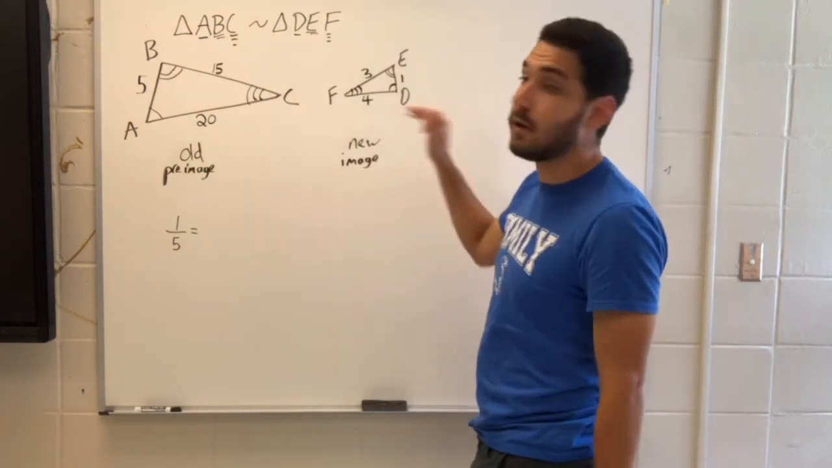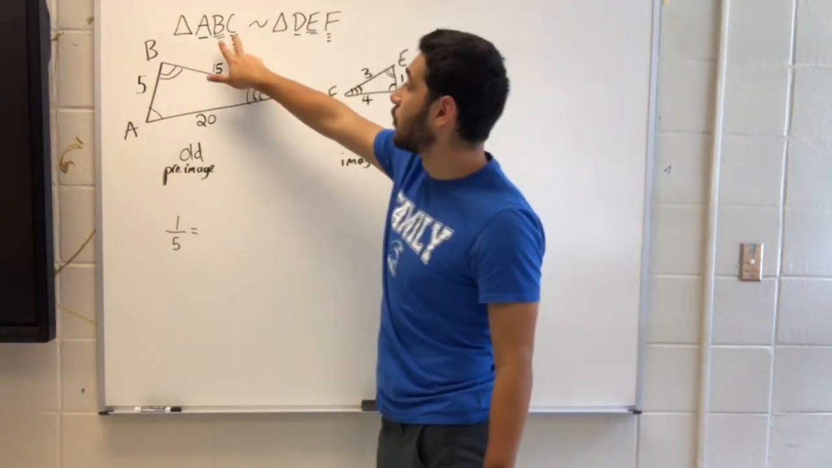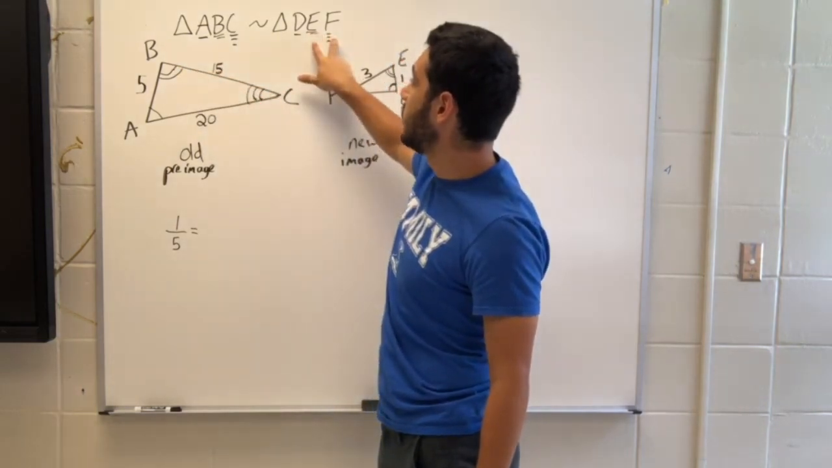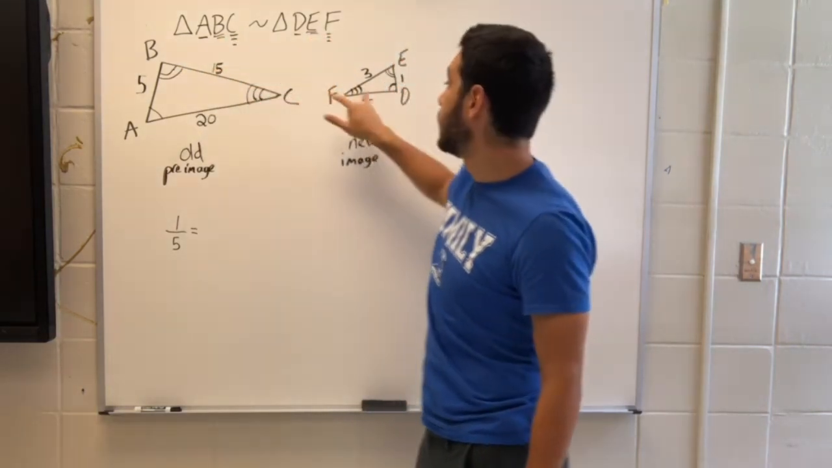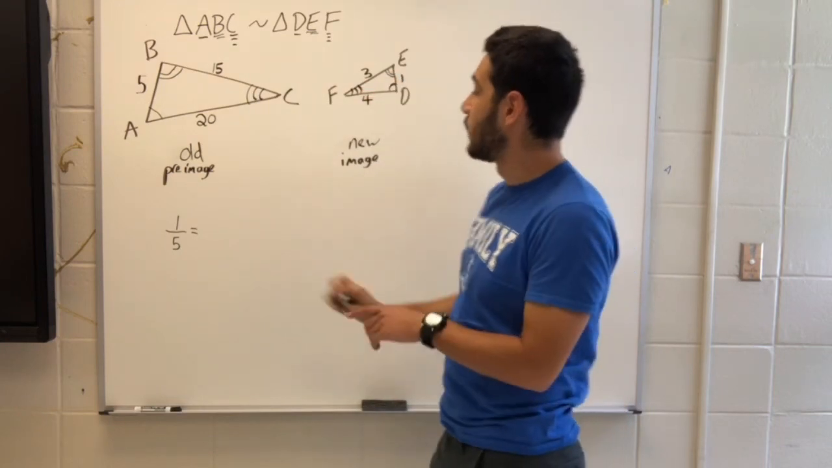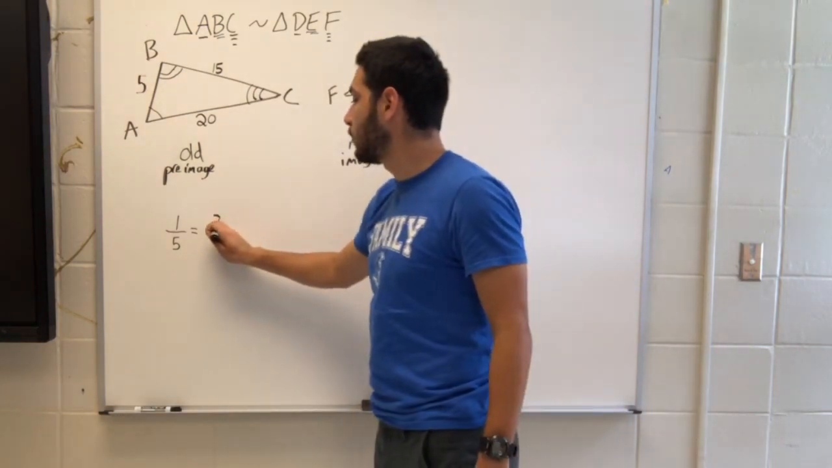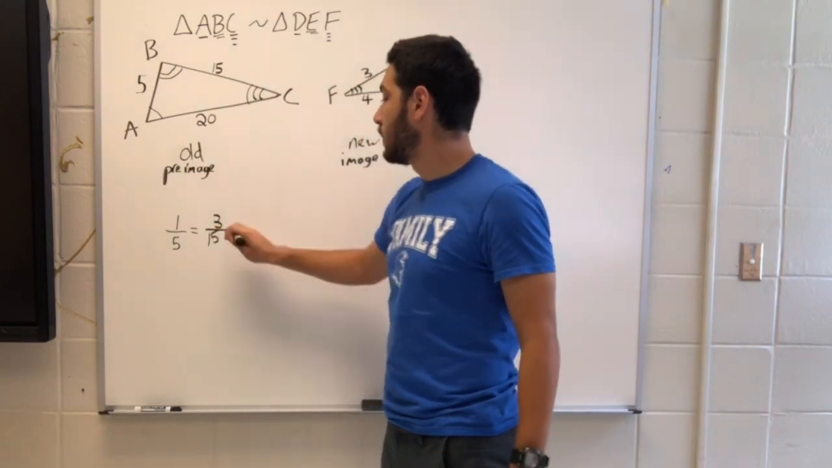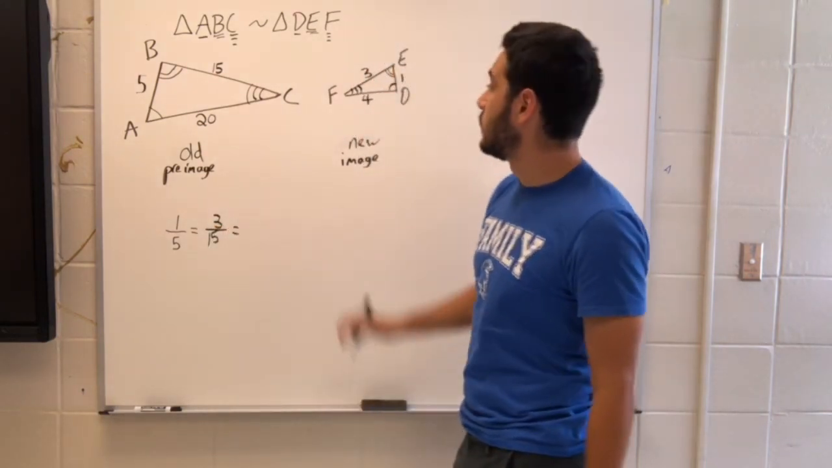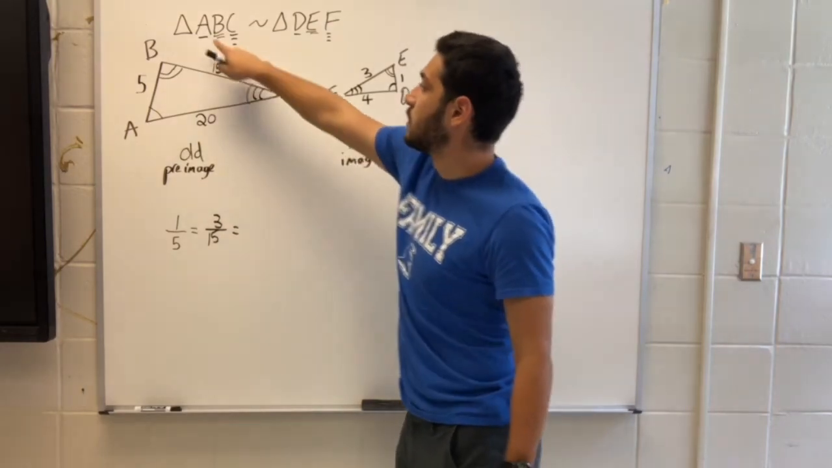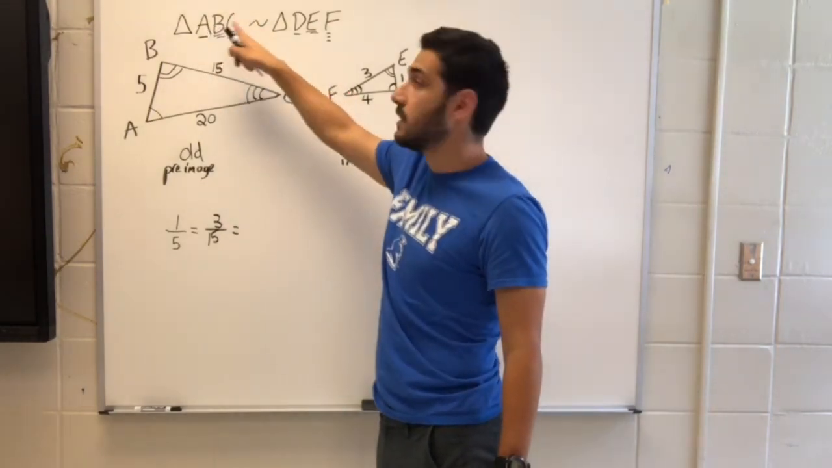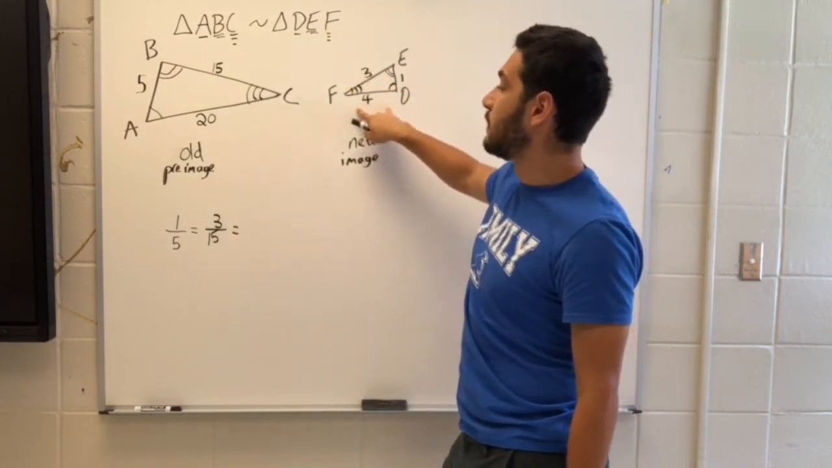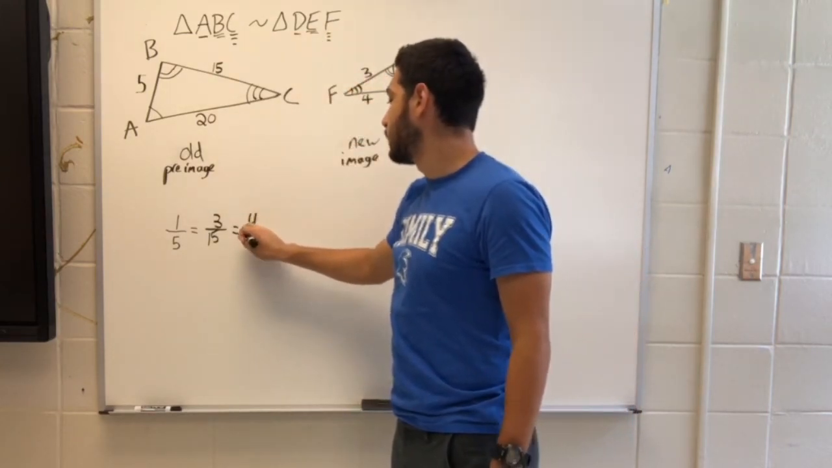I'm going to do that for all three sides. I'll go next with BC. BC corresponds with EF. Those are the last two letters for both triangles. I'm putting the small on the top, so that's going to be 3, and the large one on the bottom, so that will be 15. And now, the last two sides, which are AC, the first and the last letter, and DF, the first and the last letter. So that will be 4 over 20.